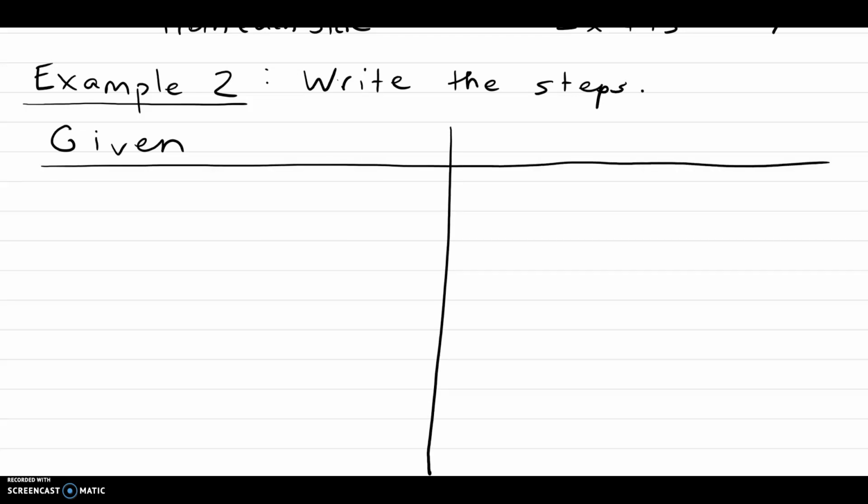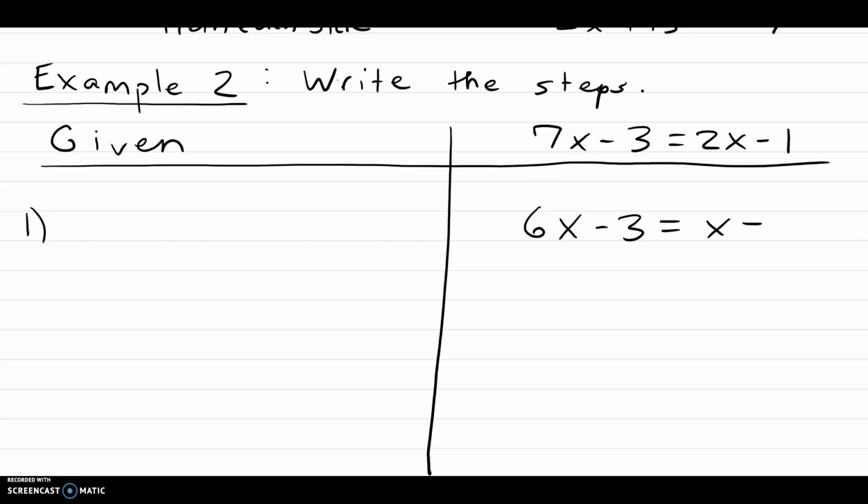this is the equation that we're given. 7x minus 3 equals 2x minus 1. All right. So the question is asking us, how do I go from this equation to this equivalent version of it? So what's the step to go from our given spot to this spot right here?